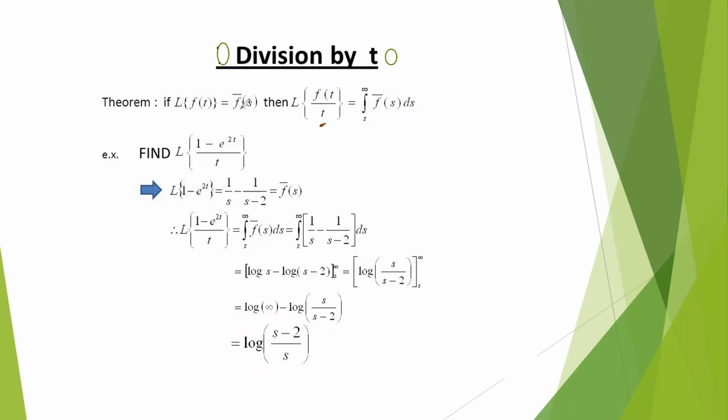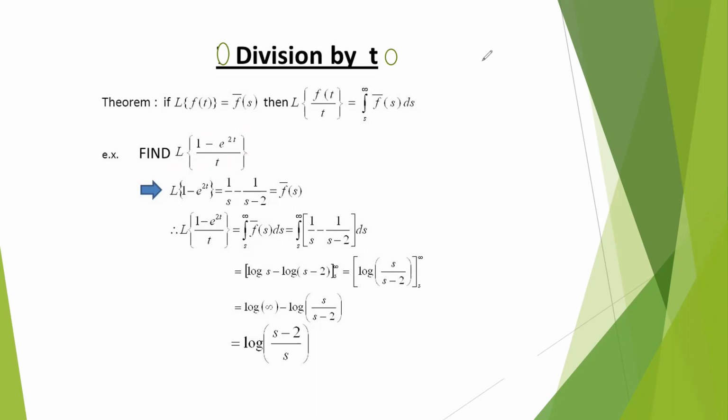What is this definition here? Laplace transformation of f of t is equal to f bar of s. Then Laplace transformation of f of t divided by t is equal to integration over s to infinity f bar of s ds. Therefore, Laplace transformation of 1 minus e power 2t divided by t is one of the examples. If you observe carefully this function, in the denominator we are having t. So by observing this t in the denominator, we should get an idea that we should apply this division by t formula to evaluate this Laplace transformation.